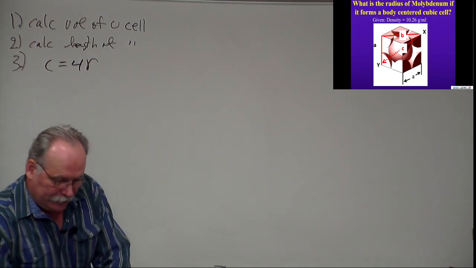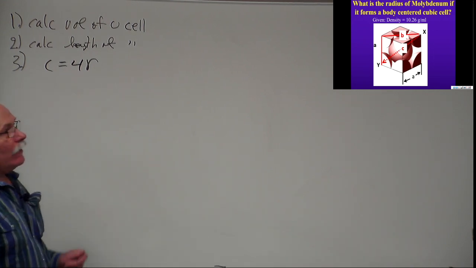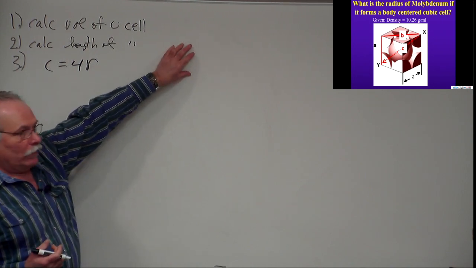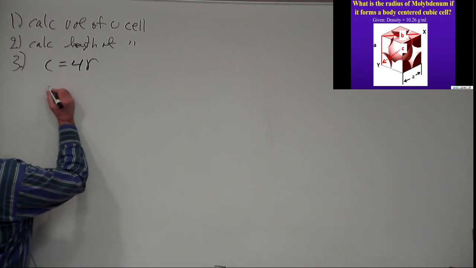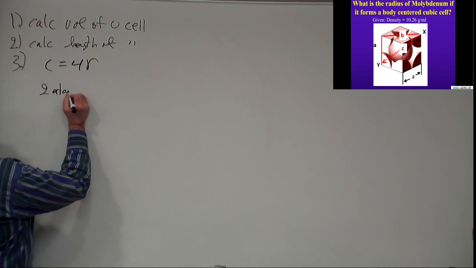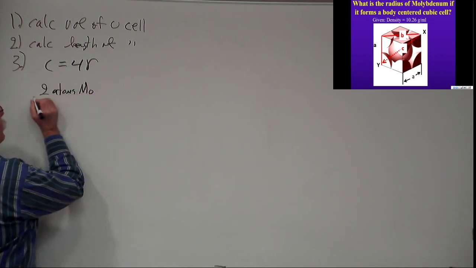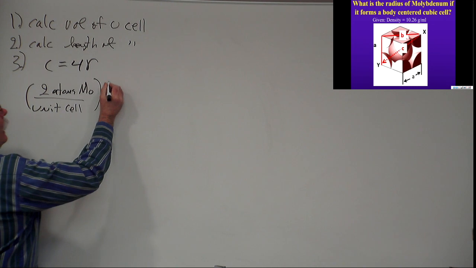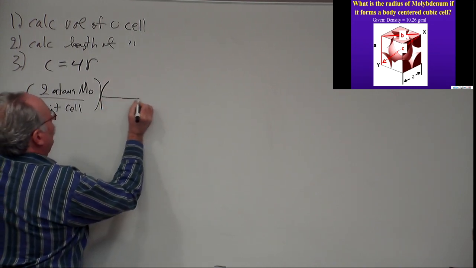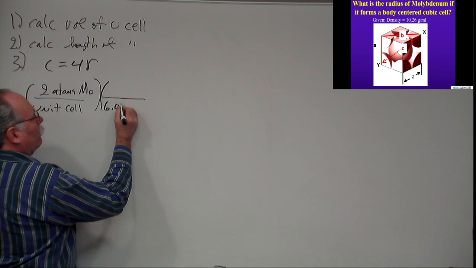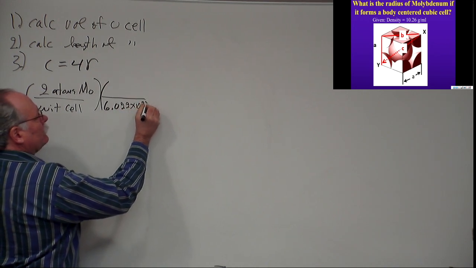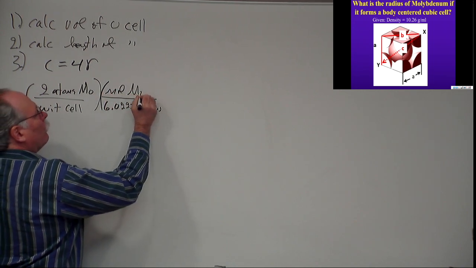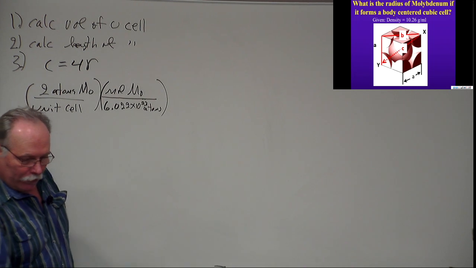So first off, we need to go back and ask ourselves how many atoms are in a unit cell. And we can see that there are 8 eighths in the corners and 1 in the center. So there are 2 atoms of Mo per unit cell. And we then can convert that to moles, and we know that there are 6.022 times 10 to the 23rd atoms per mole of Mo, and that tells us how many moles there are in the unit cell.